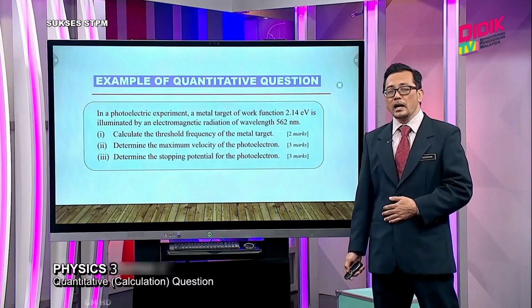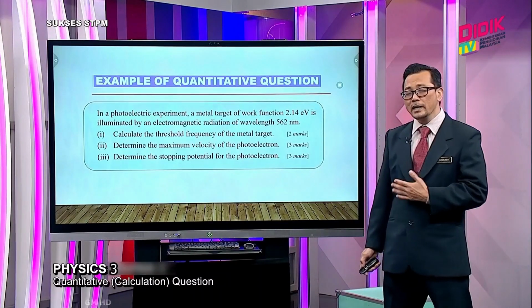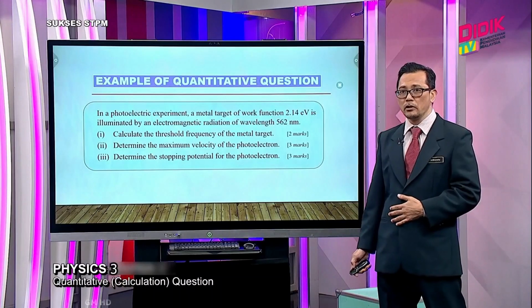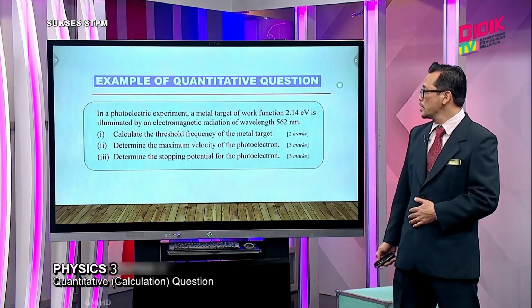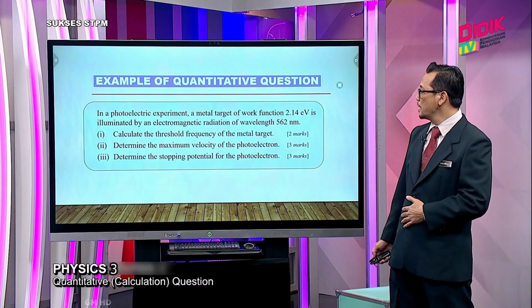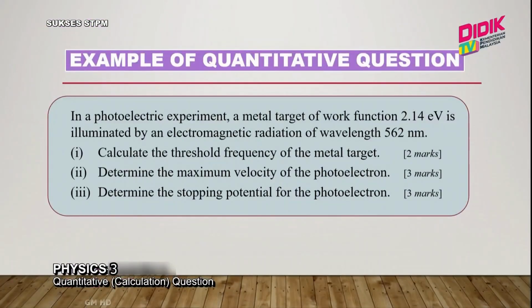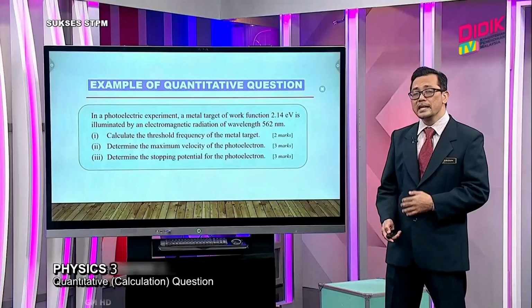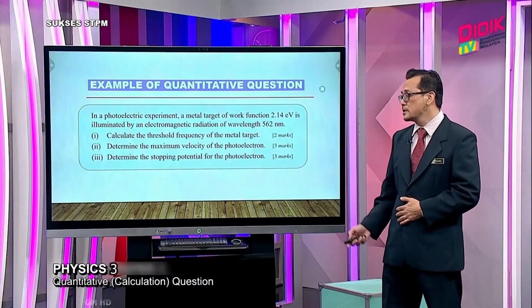Now I would like to show you one example of a calculation or quantitative question. Here we have a question. In a photoelectric experiment, a metal target of work function 2.14 electronvolt is illuminated by an electromagnetic radiation of wavelength 562 nanometer. In fraction 1, calculate the threshold frequency of the metal target. Let's see the examples of answer for this question.